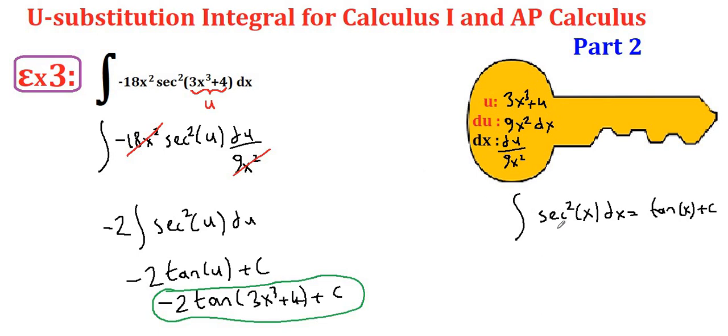In this integral, you need to know this by heart. You don't need to derive or prove it. You just need to know that the integral of secant squared of x is equal to tangent x. In my other video, I have the proof and derivation of the integral of secant squared of x.